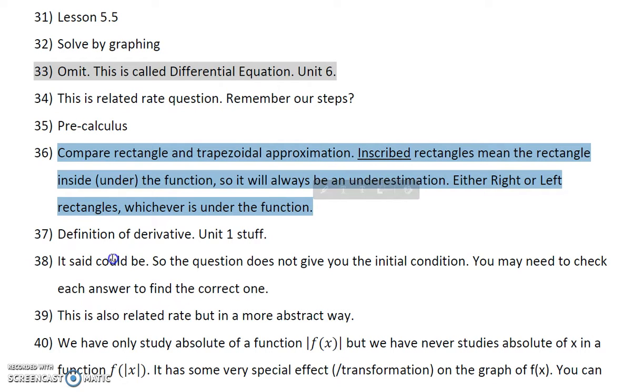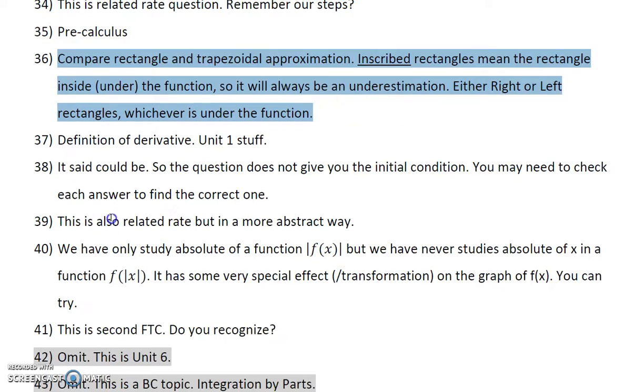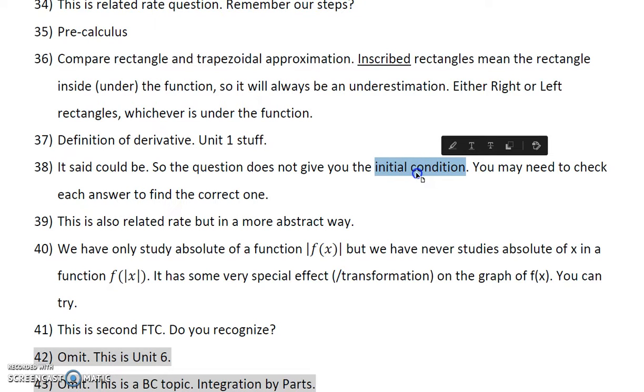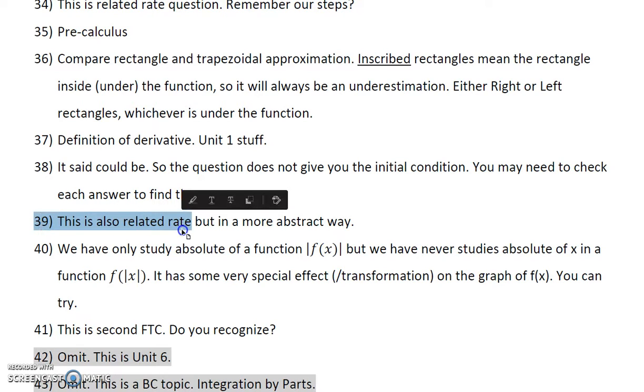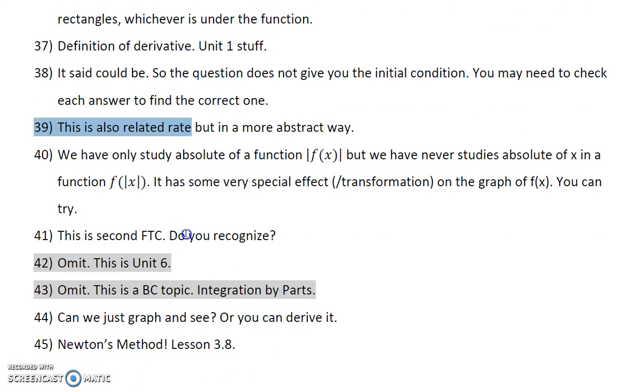Question 37 is definition of derivative, unit 1. Question 38, it says which one could be the answer? So they didn't give you the initial condition so that you can determine the particular solution at the end, but you can check each answer to see which one will give you the equation you want. Okay, all right. Question 39 is a related rate question, but they didn't give you any number. They just say try to see if you can solve this one.